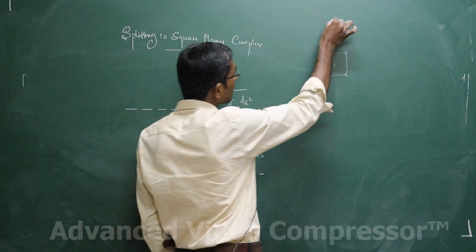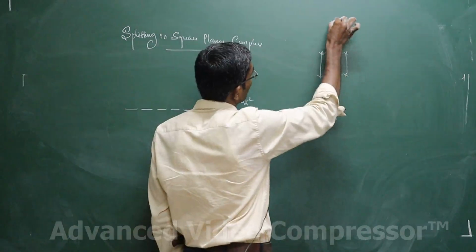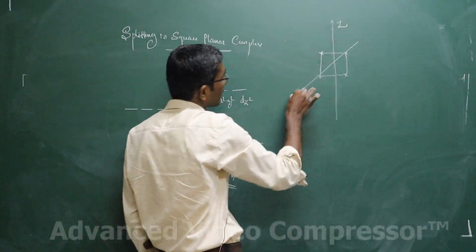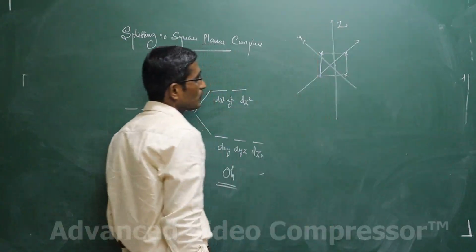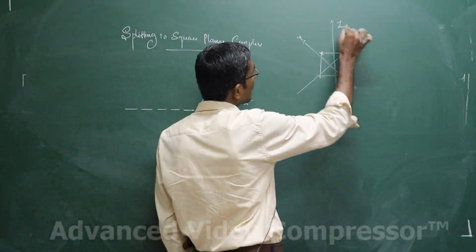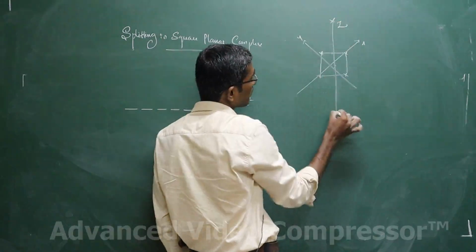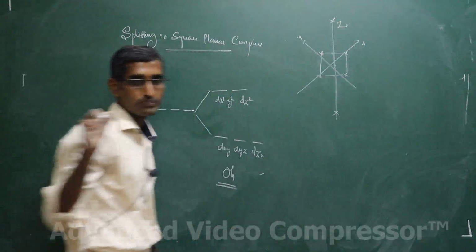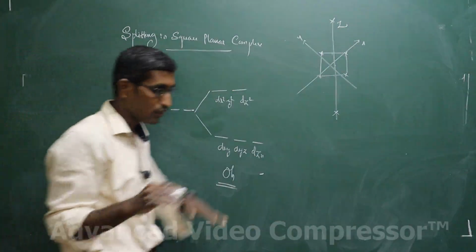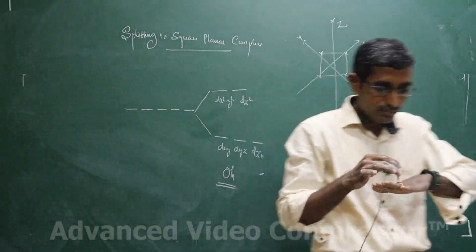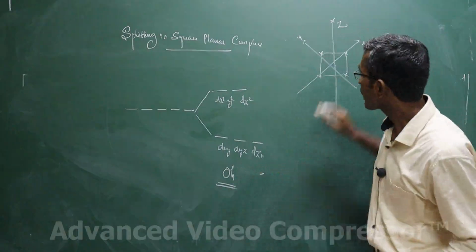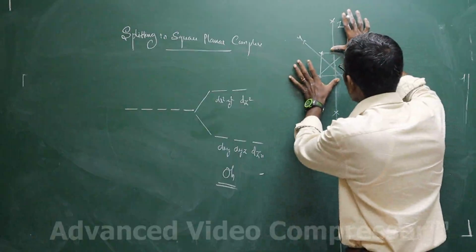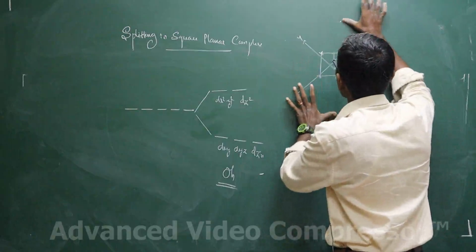For instance, let us imagine this is the z-axis. This is our x-axis, this is the y-axis. I am just imagining this. So what you have done is, 2 of the ligands which are placed on the z-axis, you have removed them. That is what the square planar complex is.